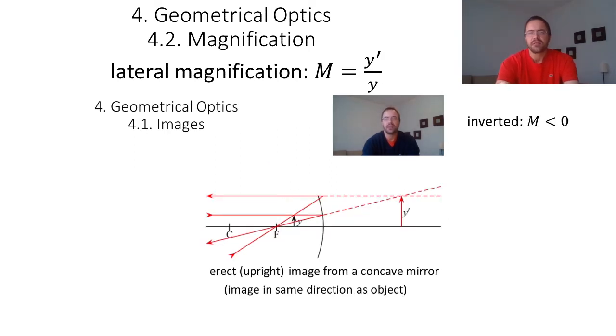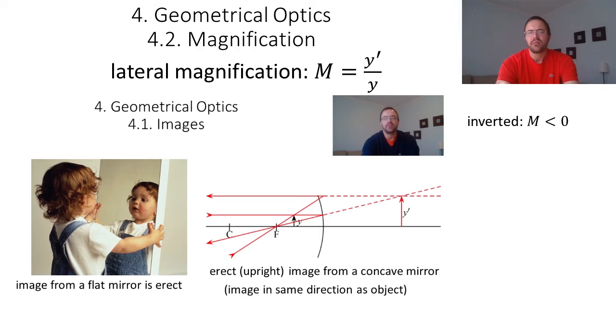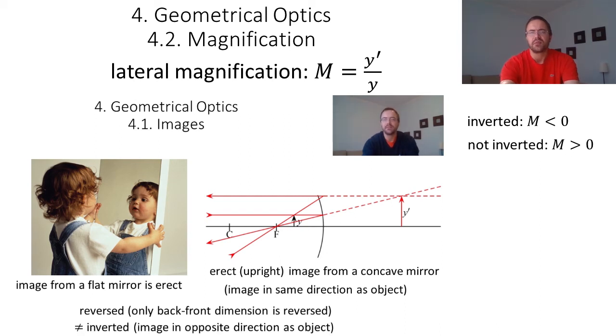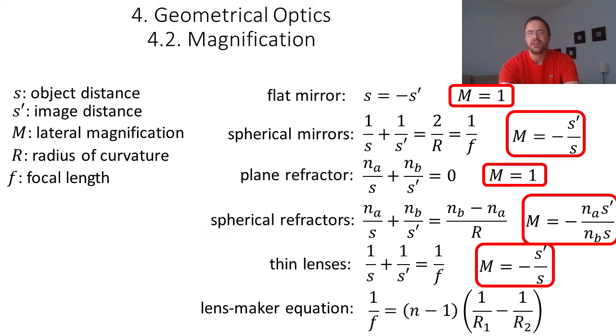And we have also seen examples of non-inverted images by a concave mirror in a different situation, or by a flat mirror. In this case, y prime and y are in the same direction and m is positive. In fact, the lateral magnification for any optical device can be obtained by this formula. You see that for a flat mirror or a flat refractor, the magnification is 1. So the size of the image is the same as the size of the object.